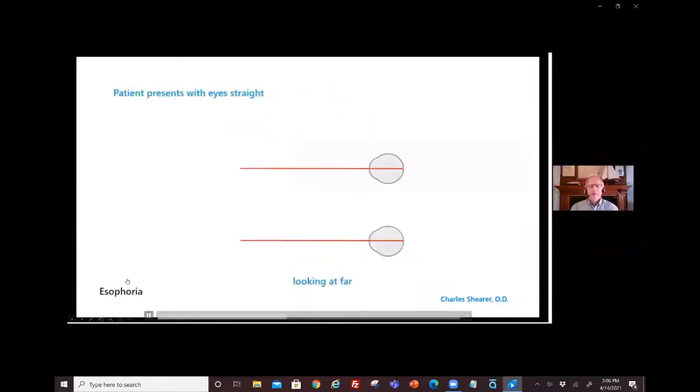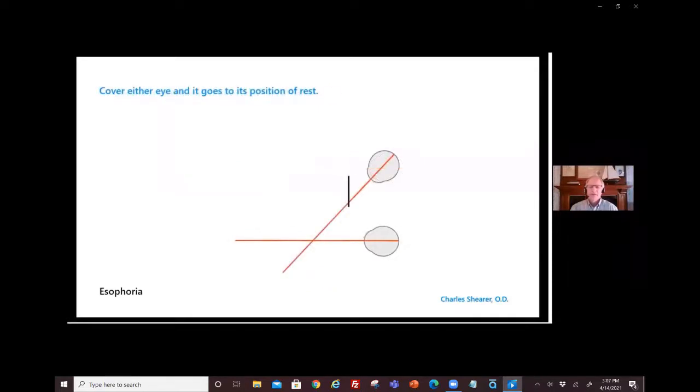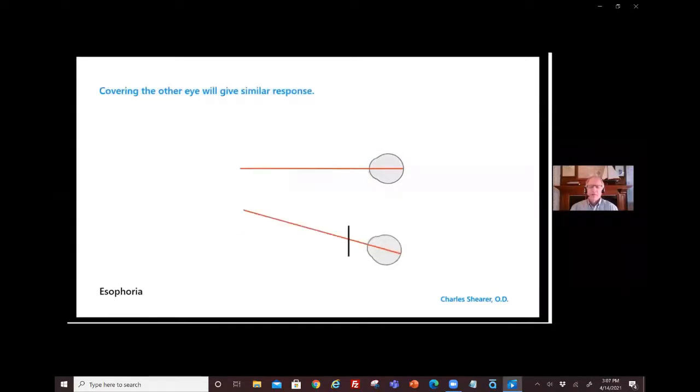When it's a phoria, the patient will come in with both eyes looking straight. As soon as we cover one eye, it goes to its position of rest. In other words, it will turn in behind the cover. When we uncover that eye, it goes straight. When we cover the other eye, it will turn in. And then when we uncover it, it will go straight.